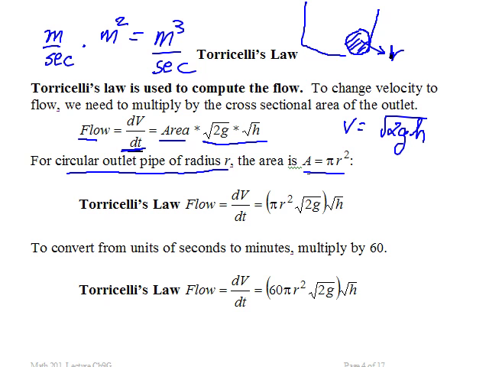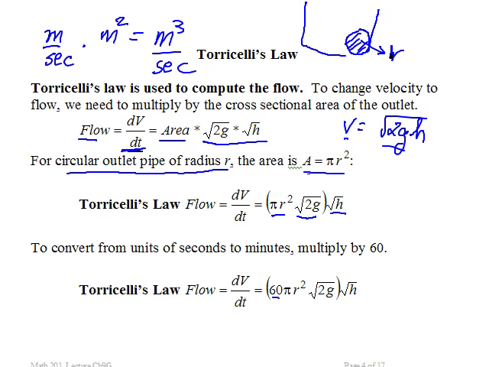You may not have such a thing, but say you do, then the area gets replaced by pi r squared, then you have the square root of 2g from your velocity expression, and then I broke out the square root of h because that's what's going to be part of our differential equation. So I just broke that out by itself. Now this is per second, and say you want it to be per minute, then just multiply by 60. That's it.